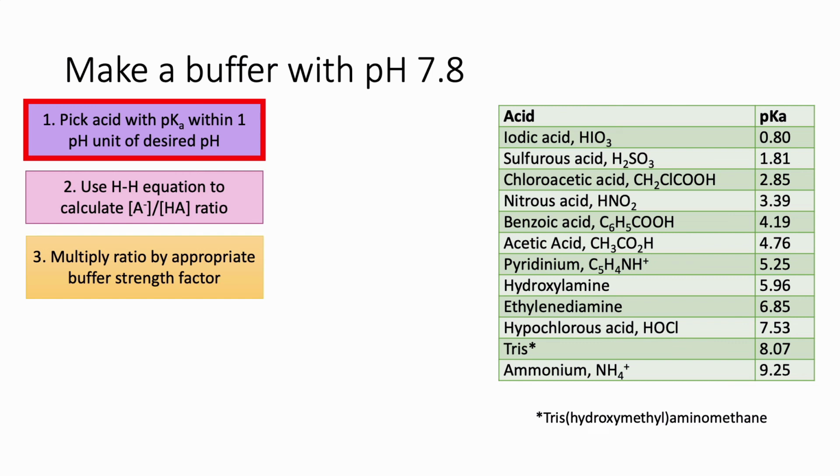Now there are 3 that qualify on this table. I'm going to scrub out ethylene diamine because we want something that's as close as possible. And so there are 2 that are equally close, 7.53 hypochlorous acid and tris, which is short for tris-hydroxymethylaminoethane. That's actually fairly commonly used for buffers in biology labs. But I'm going to pick hypochlorous acid for this particular thing.